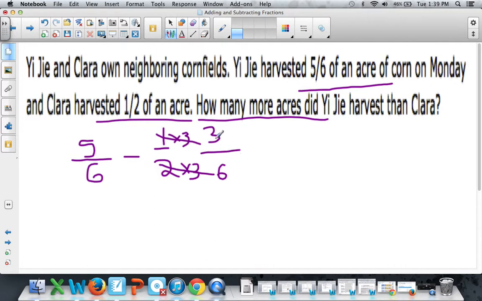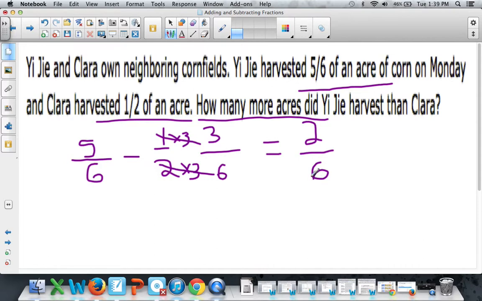Now you have a new fraction. 3/6. The denominators are the same now. So 5/6 minus 3/6 will get you 5 minus 3, get you 2/6. That can become a more beautiful answer.